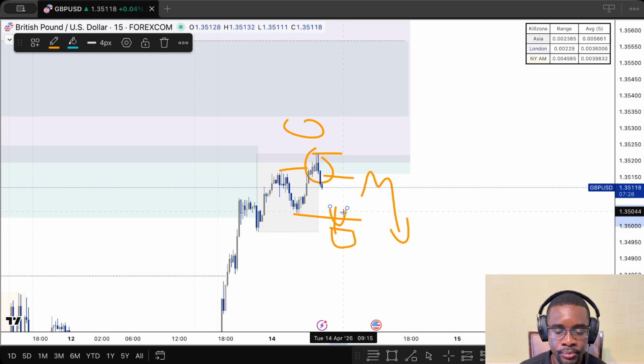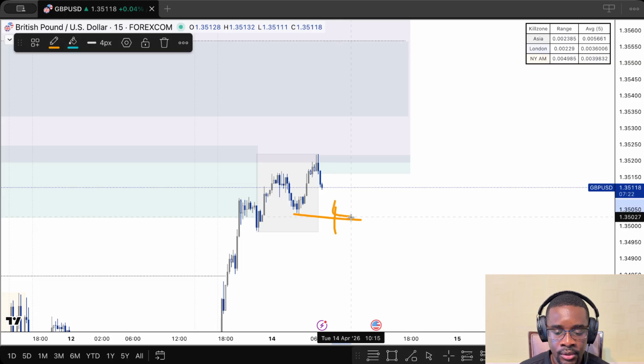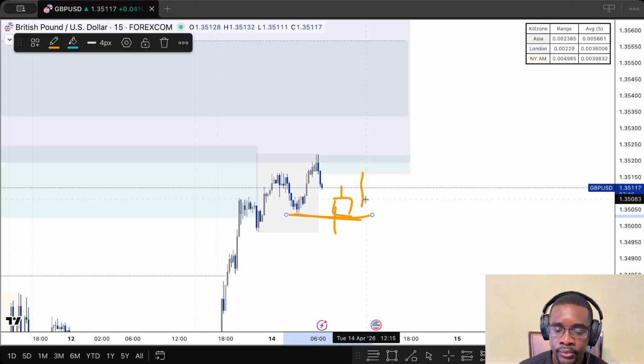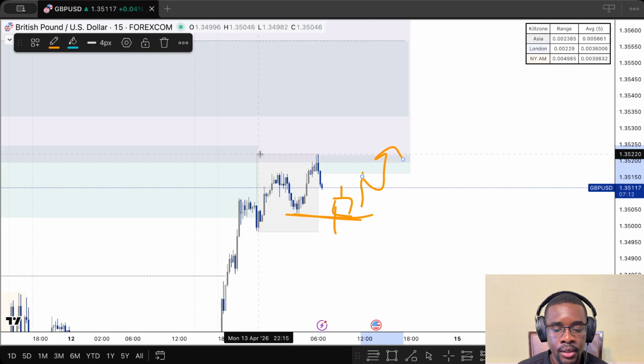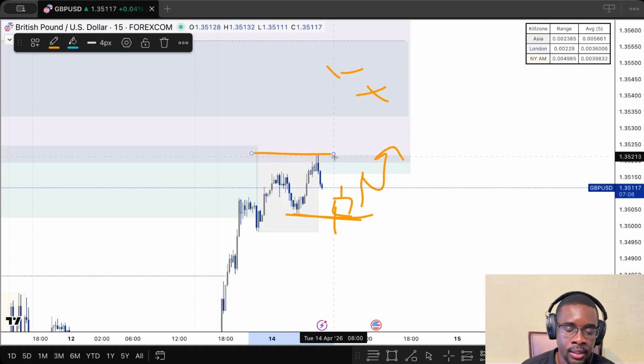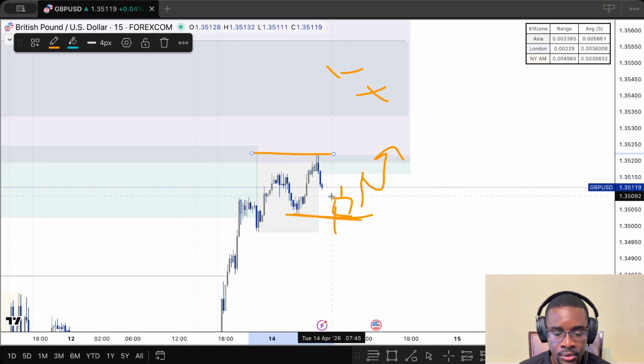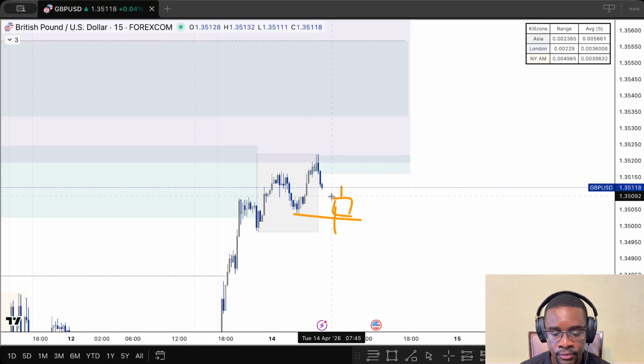If this is a sweep and price doesn't close, and then comes back up, then this could be a liquidity grab, and then price may still be willing to push to the top, maybe to this area of supply. Also reminding that this is an Asia high as well. Okay, so yeah, those are my trade ideas for today.